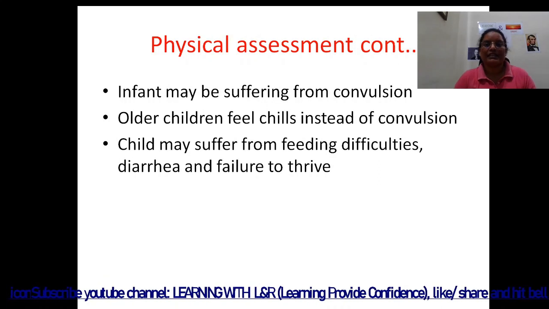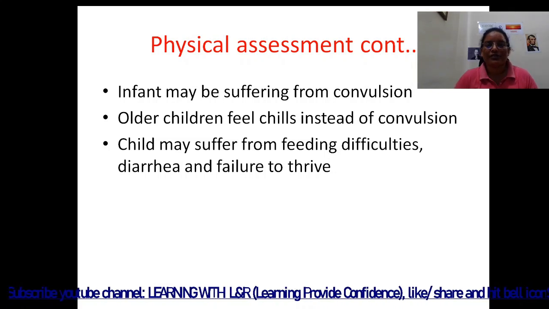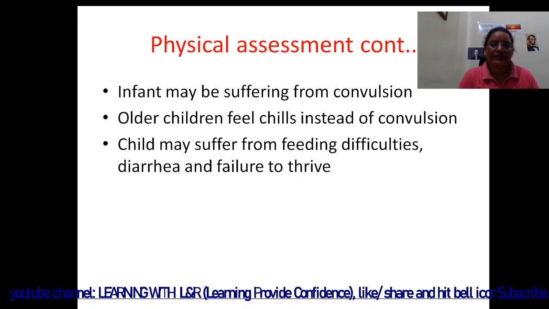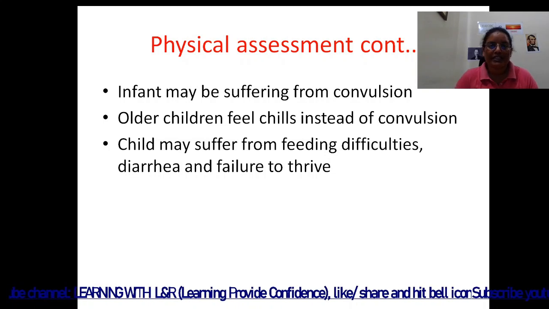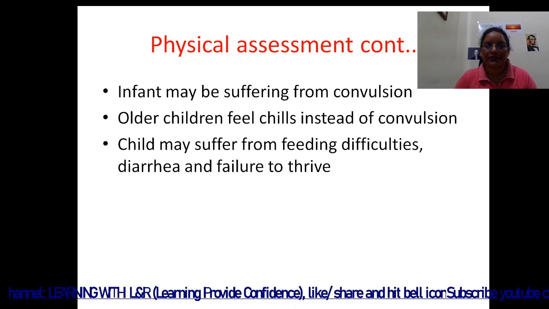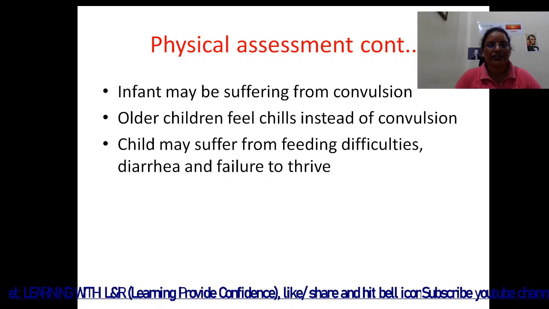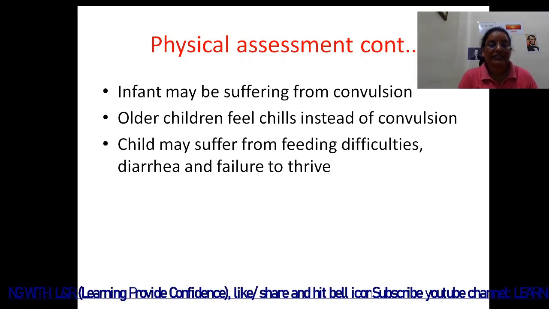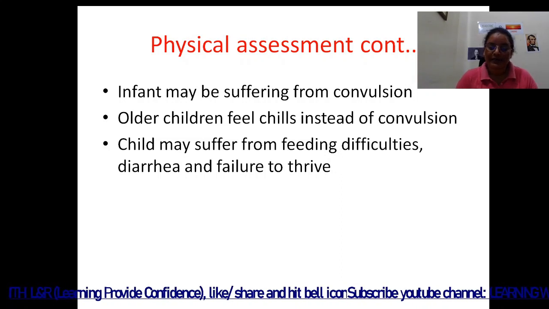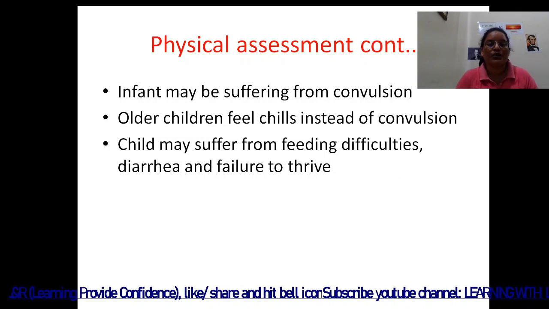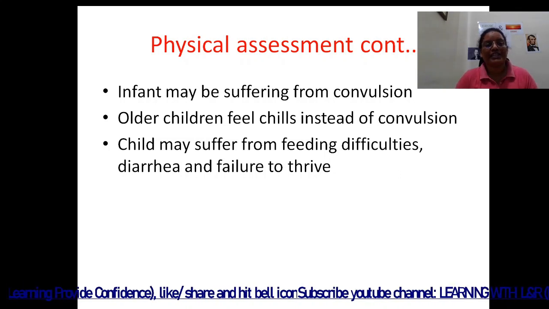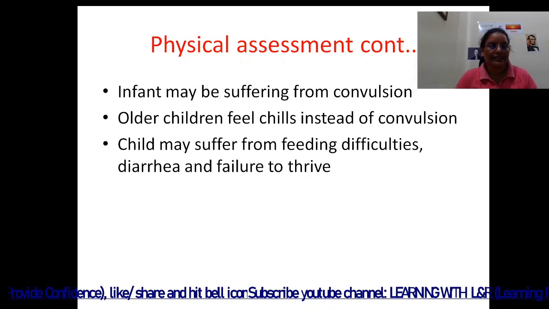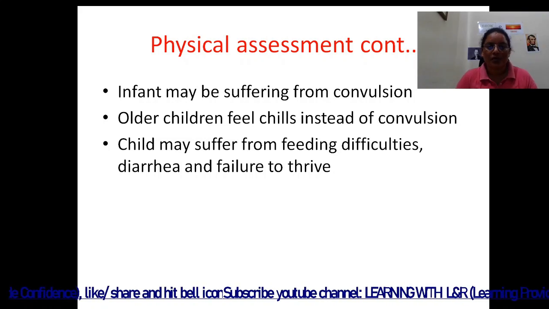Right? Then physical examination again. Infants may suffer from convulsion. Infants, meaning children less than 1 year of age, may suffer from convulsion due to infection caused by obstructive uropathy. In older children, convulsions are absent, but children feel chills when the temperature is high, in children more than 1 year of age. The child may suffer from feeding difficulties, diarrhea and failure to thrive. Failure to thrive means the child does not grow and develop normally.